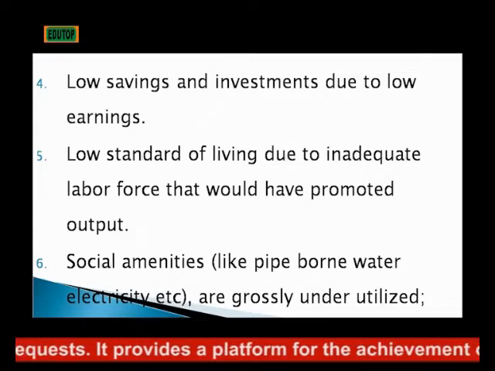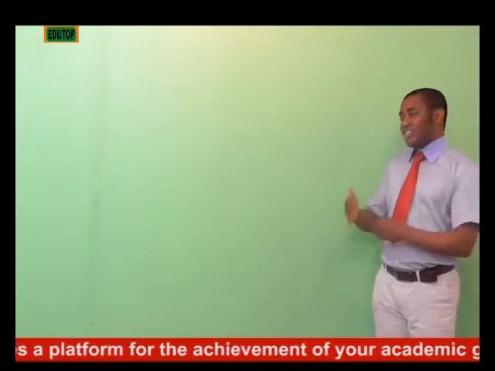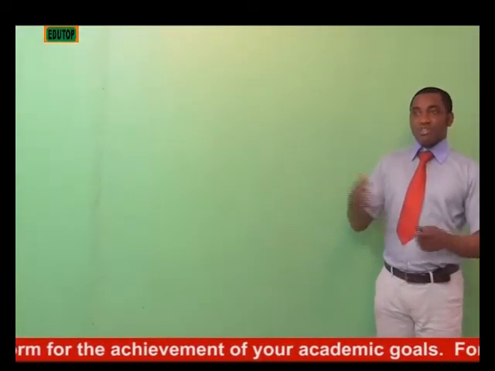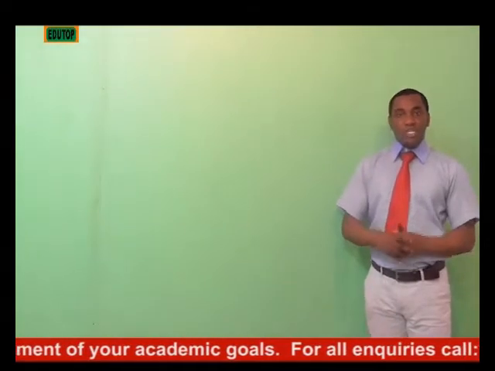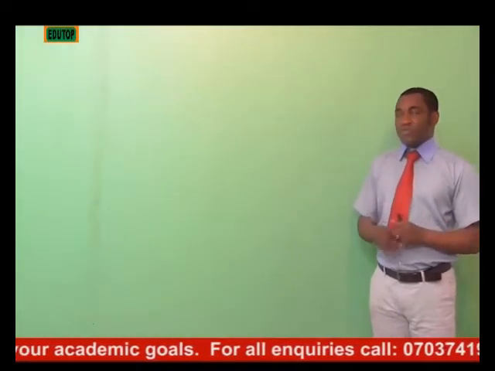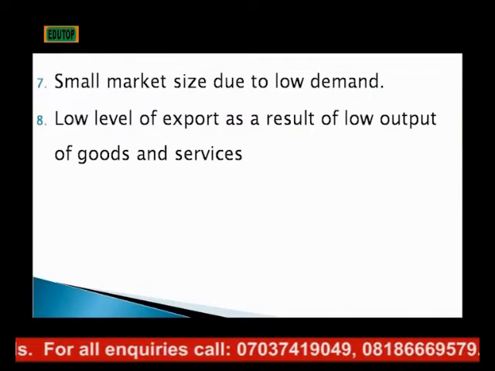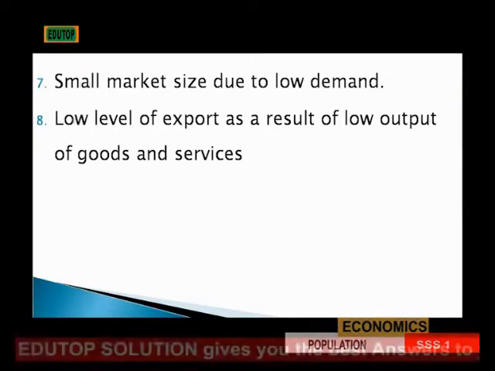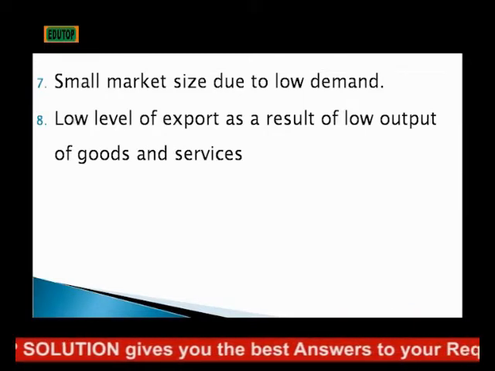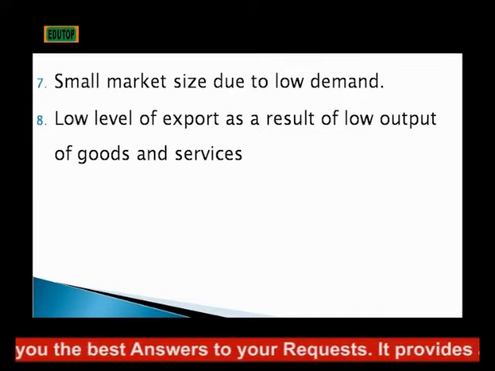Also, social amenities like pipe-borne water and electricity are grossly underutilized. Not many people are really accessing them because there are not many people in the society. The seventh one that I have here, there will be a small size of the market in that environment. Therefore, the producers and the sellers will have low patronage of their products because there will be low demand.